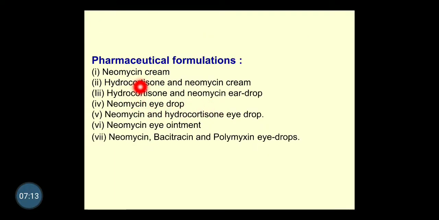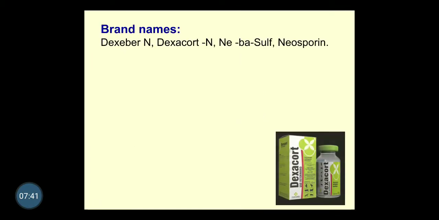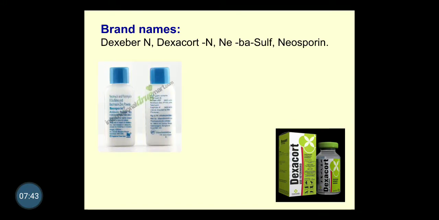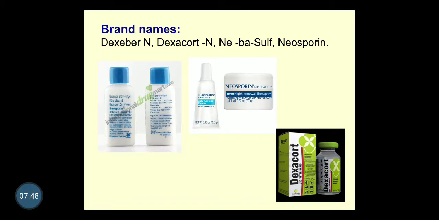Next, the formulations are neomycin cream. It is available mostly in topical formulations, as well as with hydrocortisone, meaning neomycin cream with the steroid. There are hydrocortisone neomycin eye drops, plain neomycin eye drops, and neomycin eye ointments. So in ophthalmic form it is available, as well as topical in the form of cream, and injectable form also. These are all the formulations of neomycin. Brand names: Dexabur, Dexacort, Nebasulf and Neosporins. These are the most popular brands of neomycin.